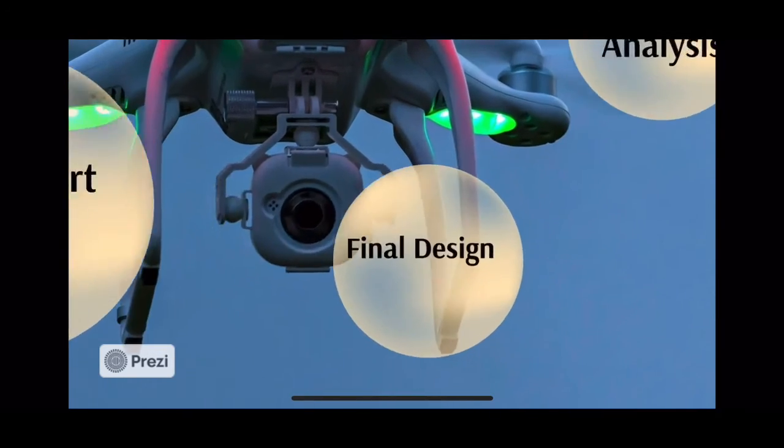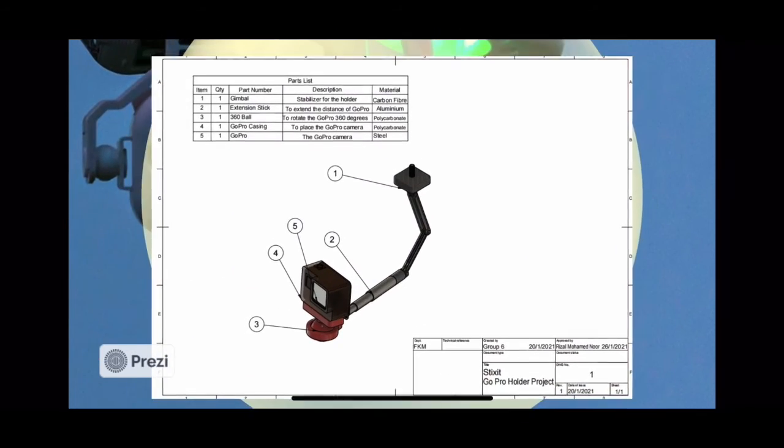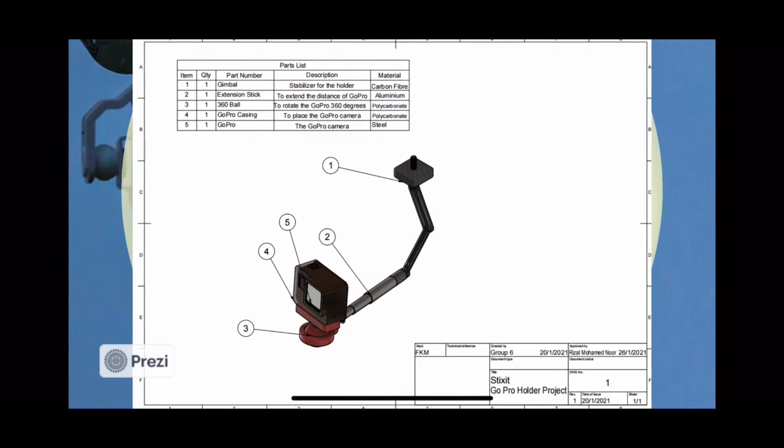Lastly, I wanted to present the bill of material. The BOM, or bill of material, shows a list of the materials that we use. Firstly, for the gimbal, we use carbon fiber for the product. This is because carbon fiber has a high ductility rate. It is a strong material, yet also very lightweight, so it can be more easily lifted and stabilized.